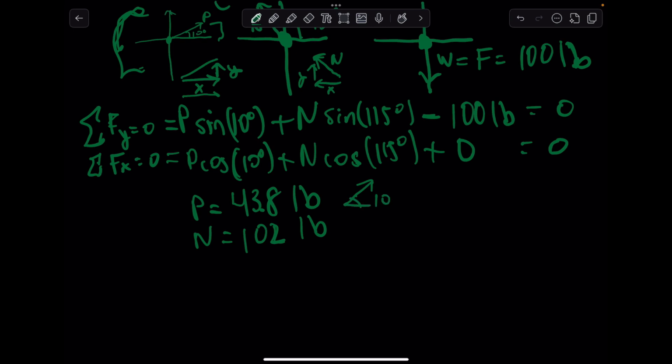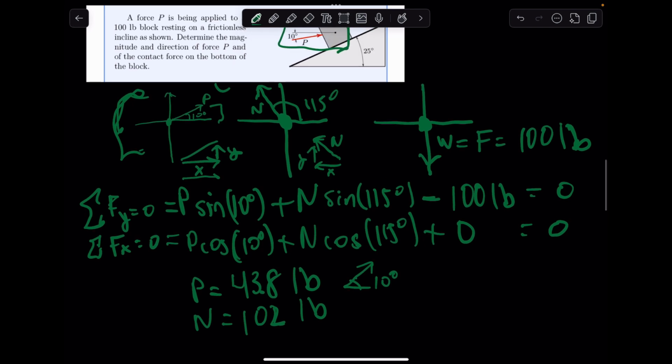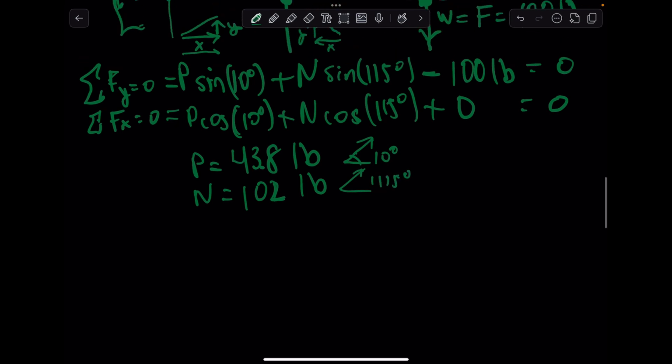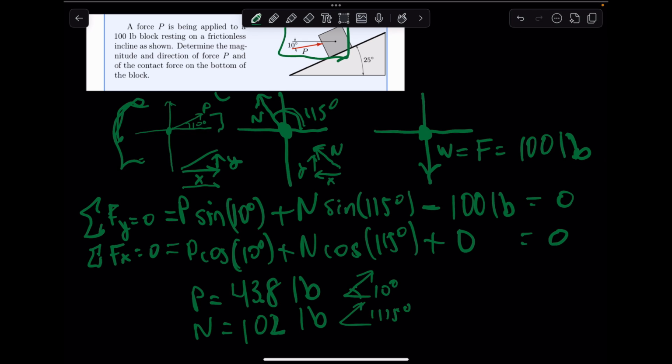And this one as well, we know that it was normal to the surface, which was at 25 degrees. So 25 plus 90, as we can see here, is going to give us 115 degrees. So we can just say here, 115 degrees. And that's how you solve that problem. Let me know if you have any questions in the comments. I'll try to make better videos as I practice more of these. Thank you.